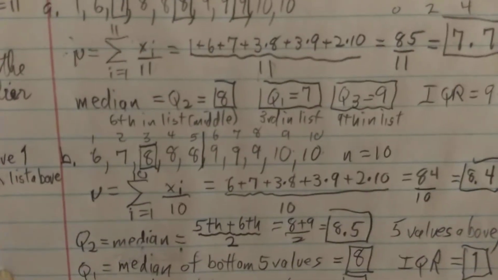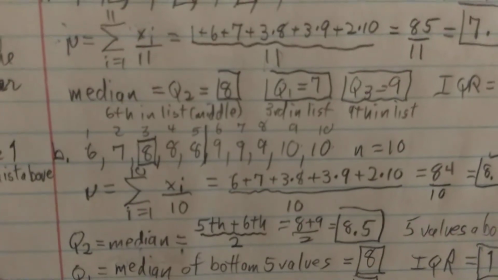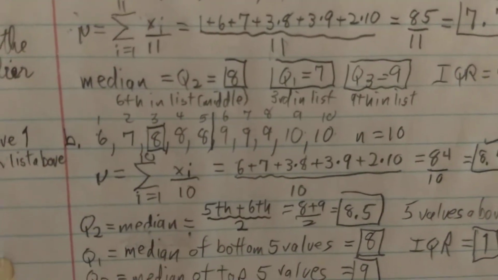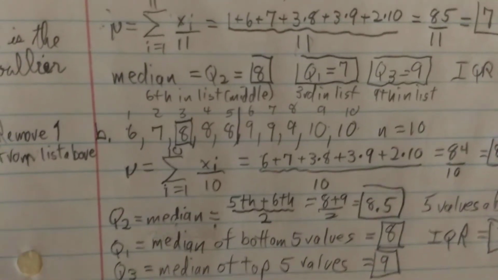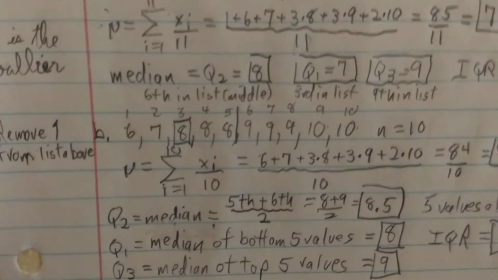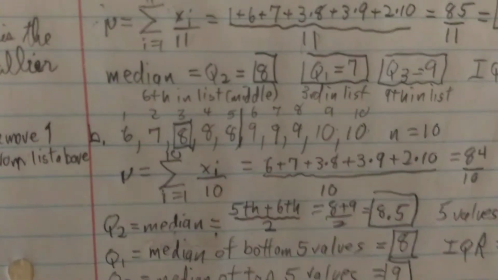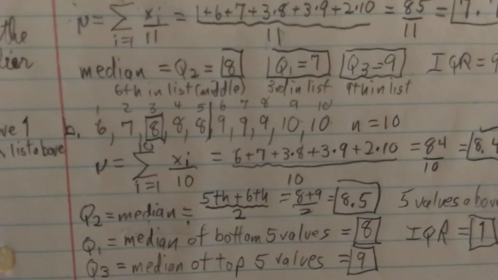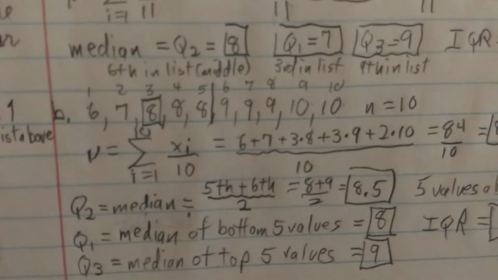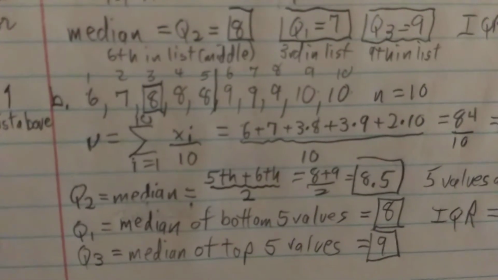Now with the 10 numbers, we have to go halfway in between the 5th and the 6th, or have a median, the 50th percentile, the Q2, of 8.5. And the Q1 is 8, and the Q3 would be 9. It isn't circled there, but it is.